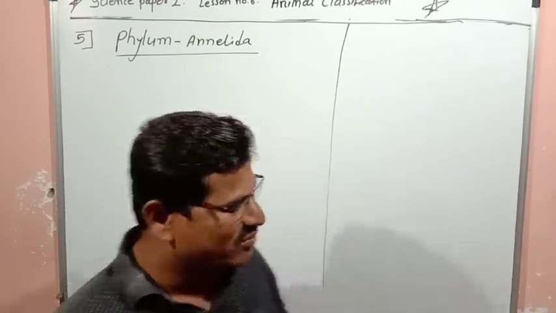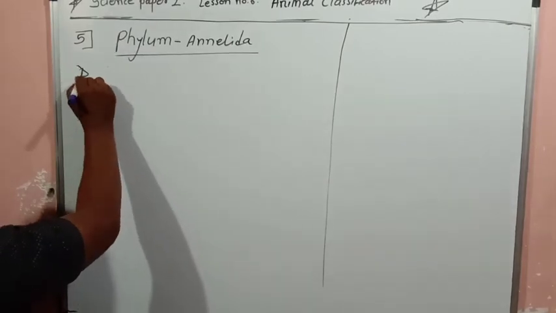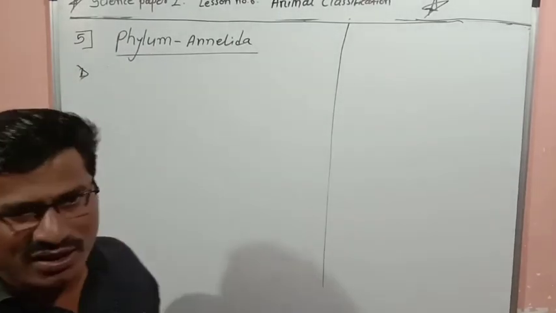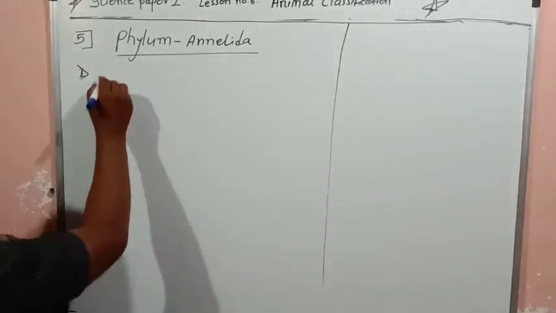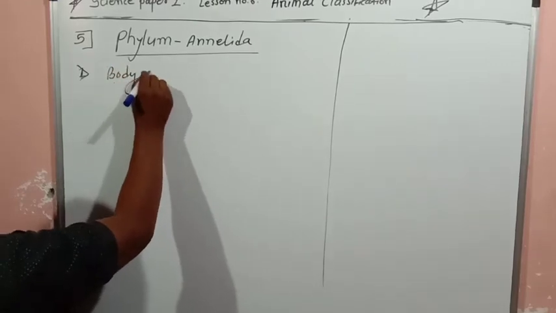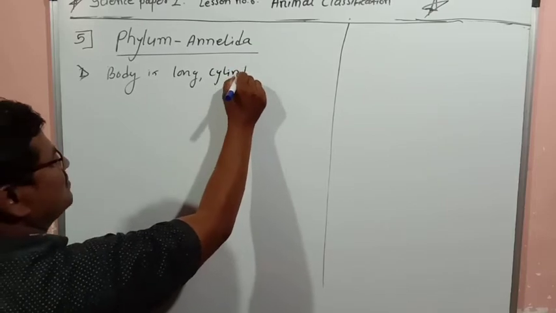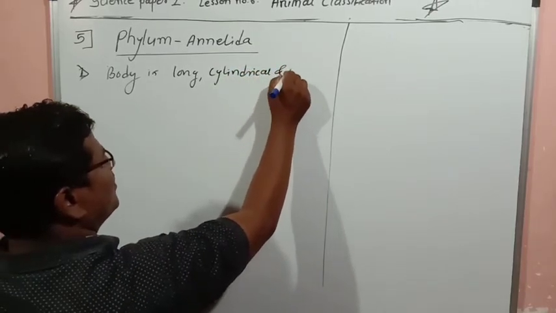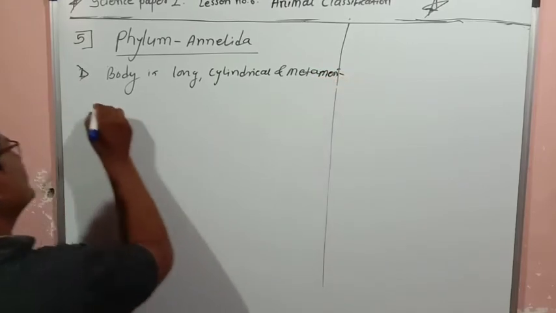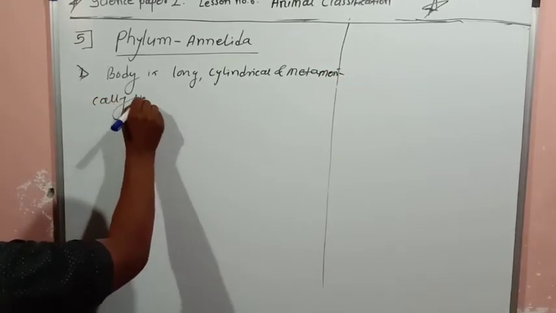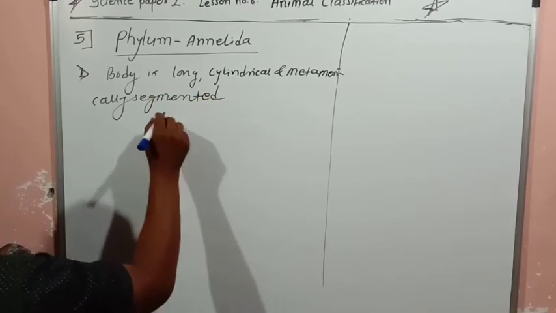So one by one we'll write the points. In the first point, what type of body is there? The body is long, cylindrical and metamerically segmented.